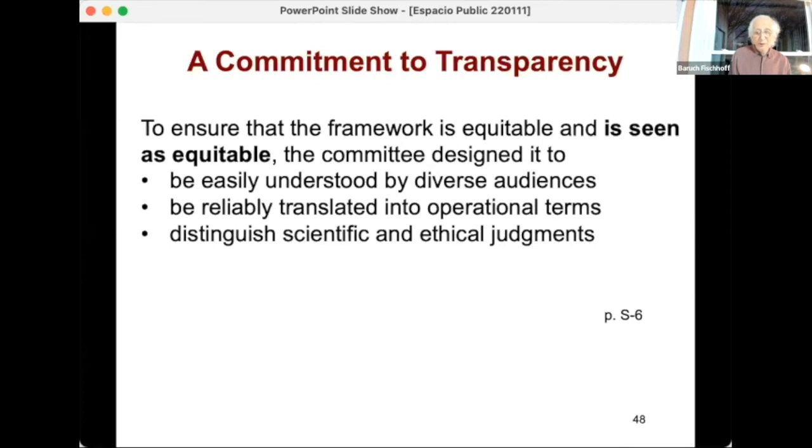reliably translated into operational terms and to distinguish scientific and ethical judgment. So we were willing to sacrifice sophistication in the scheme in order to make certain that it was transparent, so people knew why things were happening, and that diverse groups could apply it and check the work of the people who were applying it.